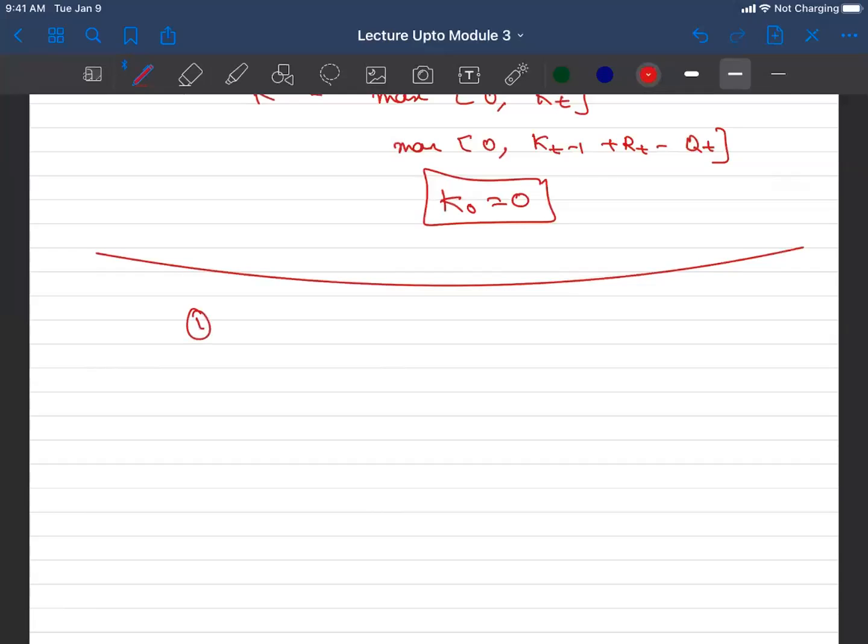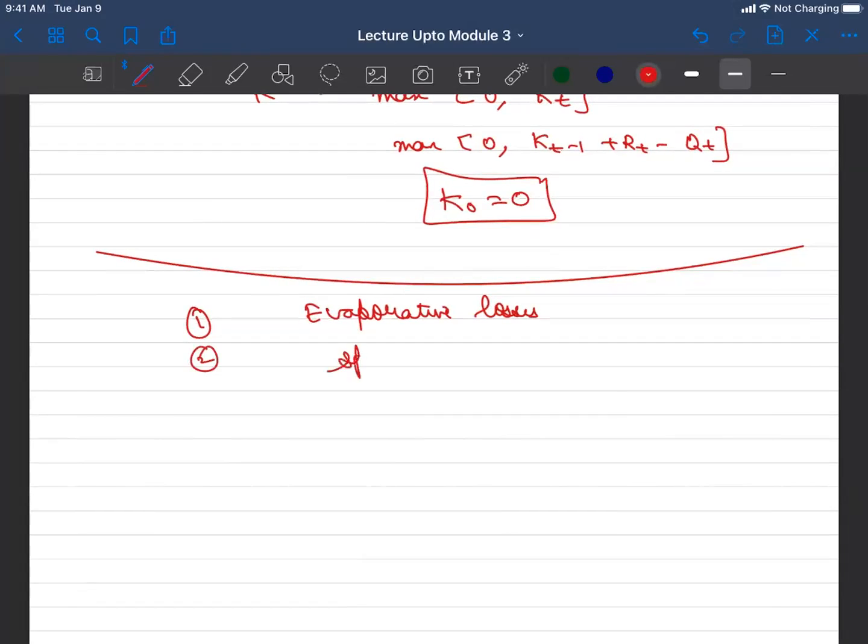Specifically, when we are talking about reservoir operation, we also want to understand what would be my evaporative losses. So far, we have ignored all these evaporative losses. We have to account for spillovers.